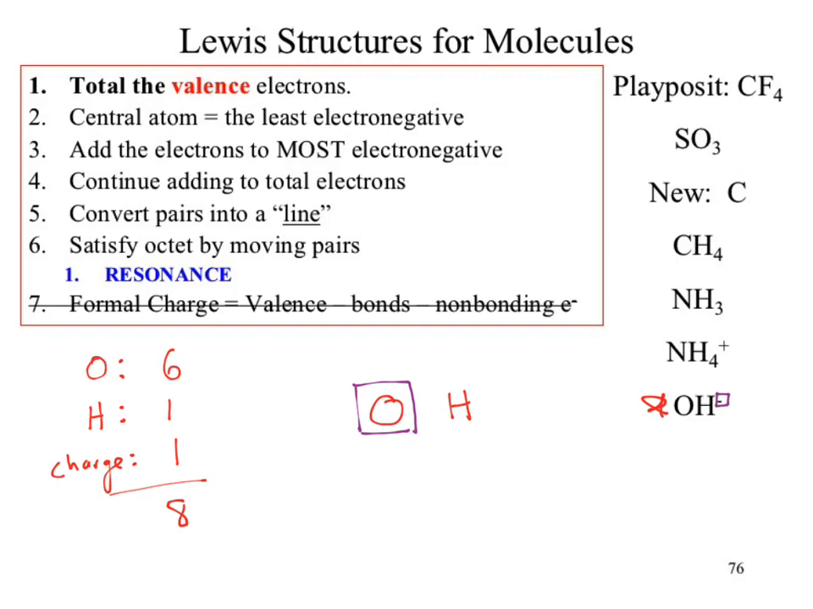Rule 3 comes after rule 2. I need to add electrons to the most electronegative. Which atom is more electronegative, oxygen or hydrogen? Oxygen. So I'm going to start placing my electrons on the oxygen. I'm going to put the first pair between the oxygen and the hydrogen.